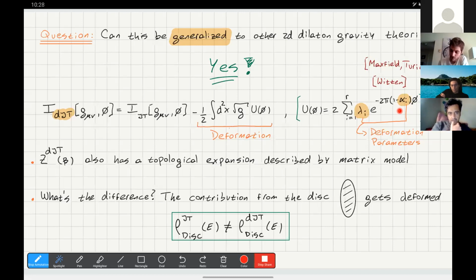And there are some additional constraints on the range of these angles alpha. In the original paper, alpha has to go between 0 and 1/2. Then Turiachi, with some collaborators, was able to extend this to a larger range, 0 to 1. Okay, thank you. Good.